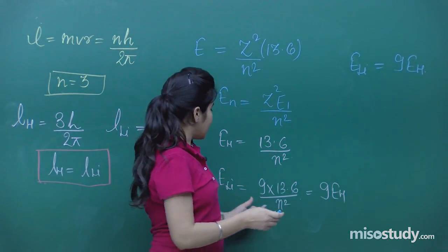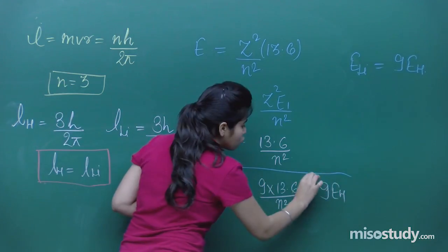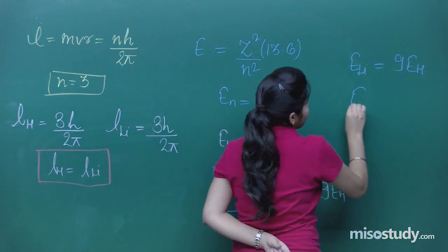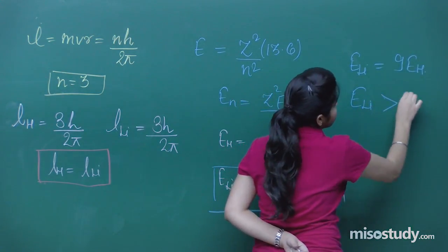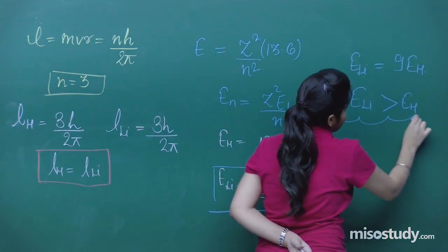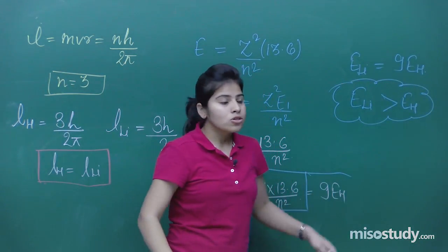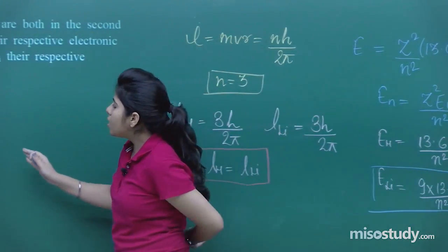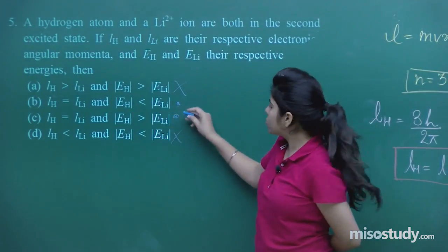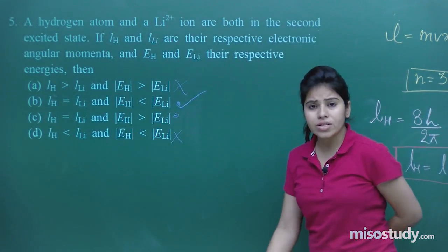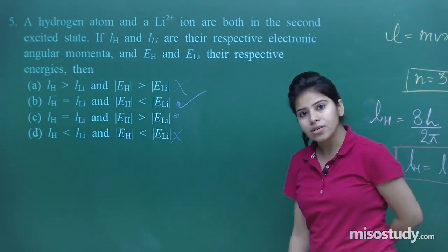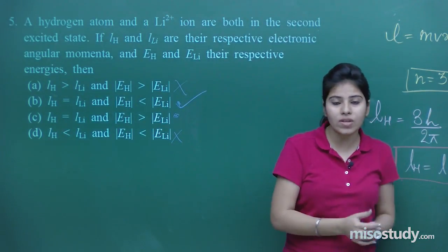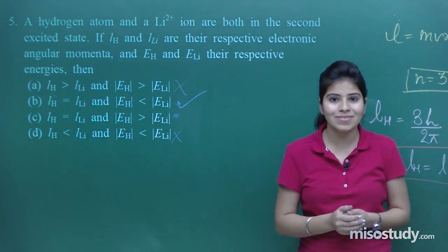Definitely you can see that this energy of lithium has come out to be greater than the energy of hydrogen atom. So ELi is greater than EH. Now we will be moving towards the option ELi is greater than EH. So definitely this one will be the correct answer for this question, right? So now we will be moving towards the next question. Till then you can take a note of this and then we will be beginning with that, okay?